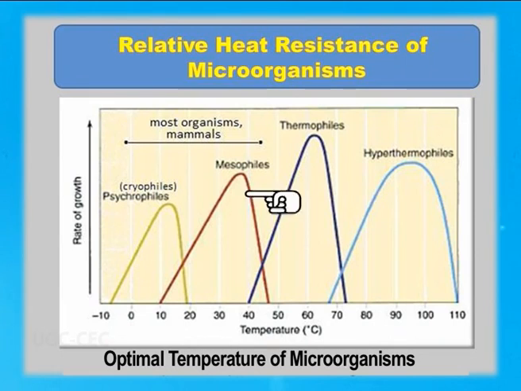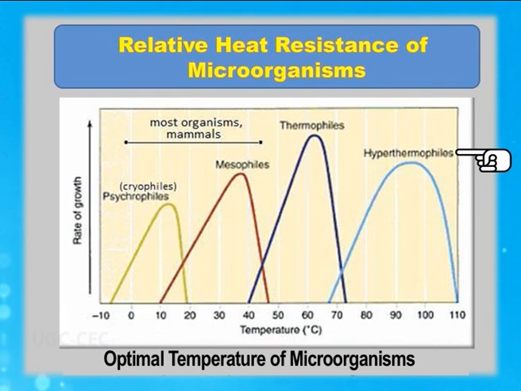Now, when I say psychrophiles, that means these microorganisms are the ones which are able to survive at a temperature of minus 10 to 20 degrees Celsius. However, there is another group called mesophiles which survive at a temperature of 10 to 50 degrees Celsius. Thermophiles are able to survive at a temperature of 40 to 75 degrees Celsius.